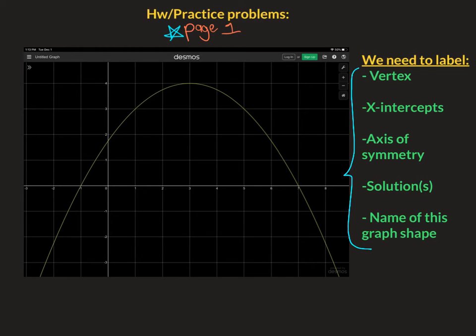All right, let's just go down the list and knock it out. Vertex. Remember, vertex is a point on the graph, so I want to write down a point. And it's right in the center. If I'm looking at this guy, it looks like the center is right here.